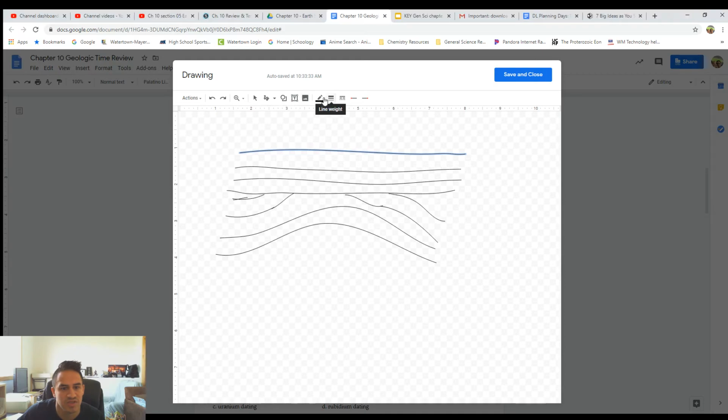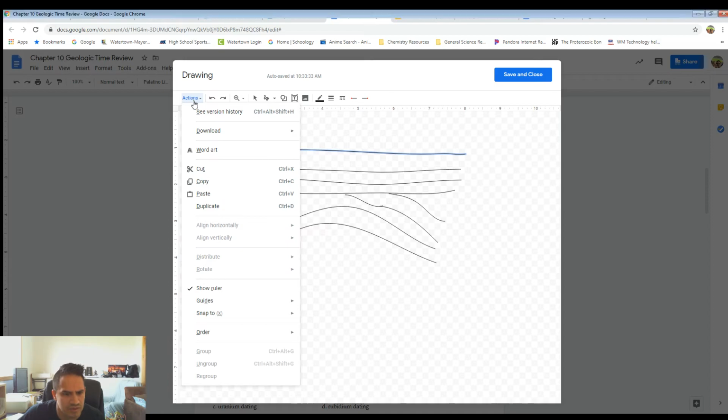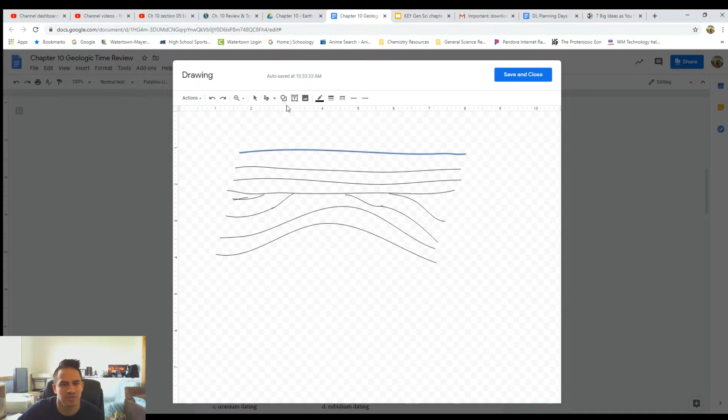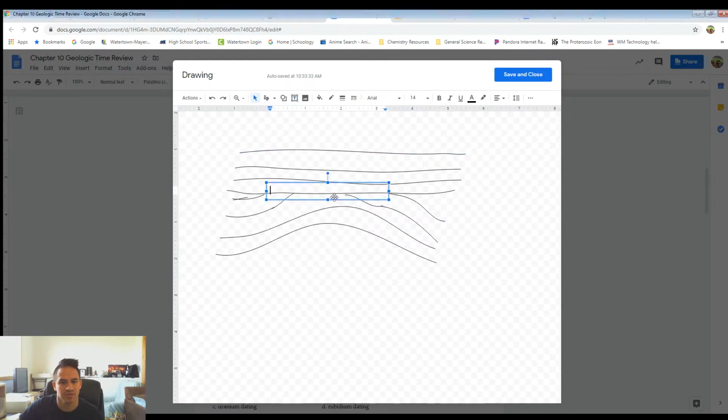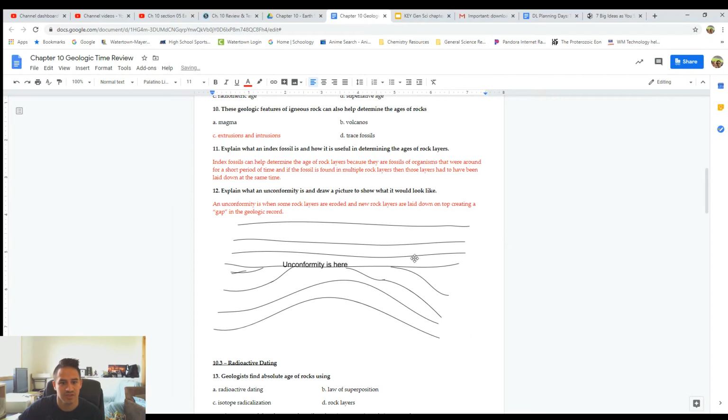Can we color these in? I was going to see if we could fill these in with color, but probably good enough. So let's just say save and close. Let's maybe put a text box right here, and let's just type in "unconformity is here." Okay, so we know this part right there is the unconformity. Okay, all right, save and close.